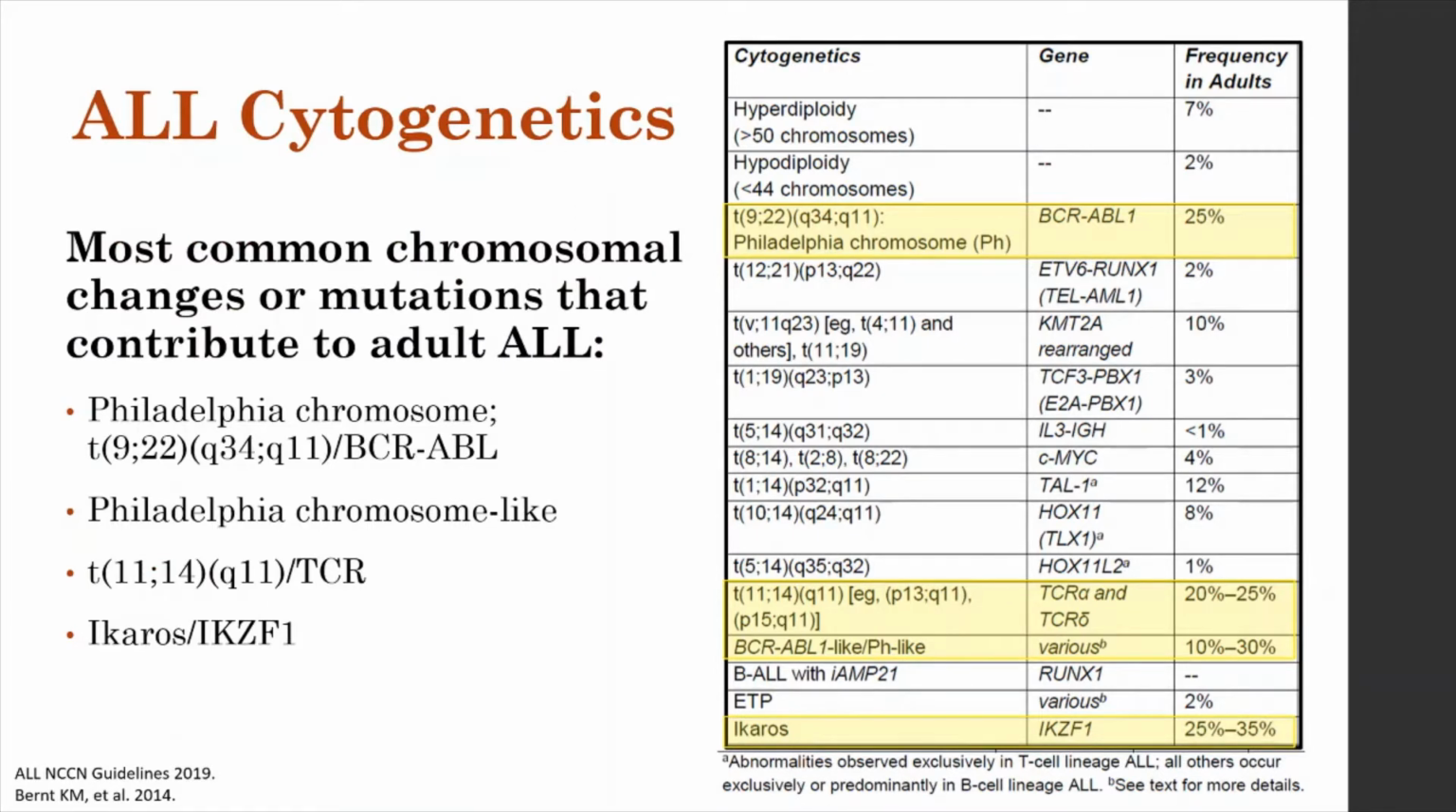Here we have a table showing the cytogenetic changes or mutations that can contribute to adults developing ALL. There are several here, and I've highlighted the most common, including Philadelphia chromosome and Philadelphia chromosome-like. But we don't have time to get into the specifics of all of these, so this is more for your reference.